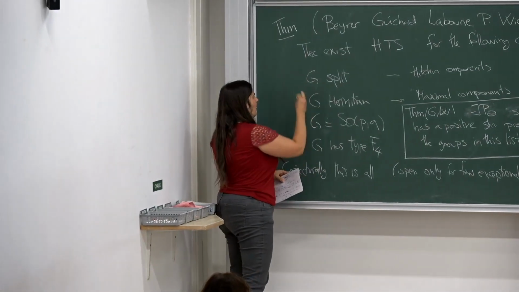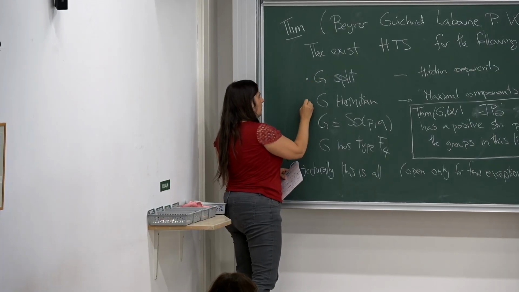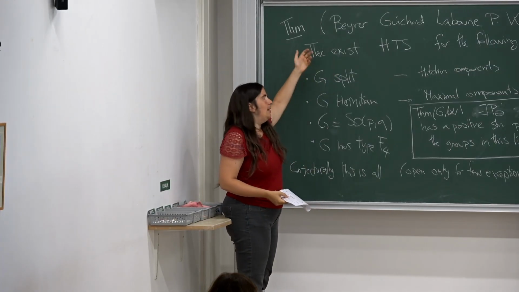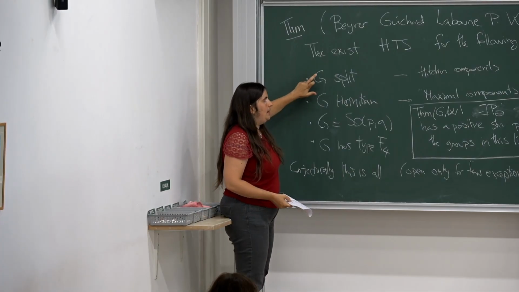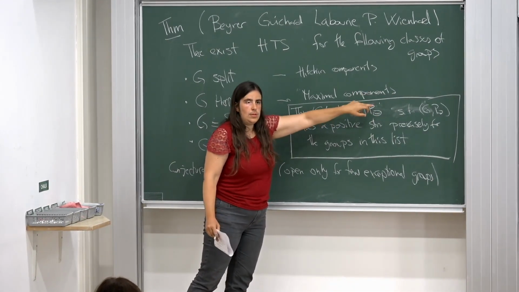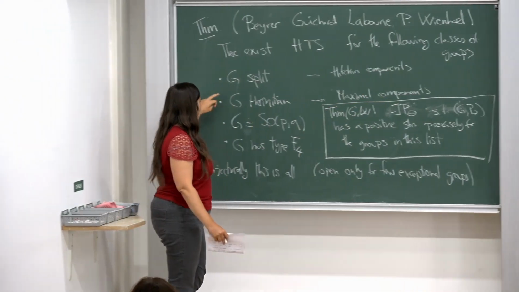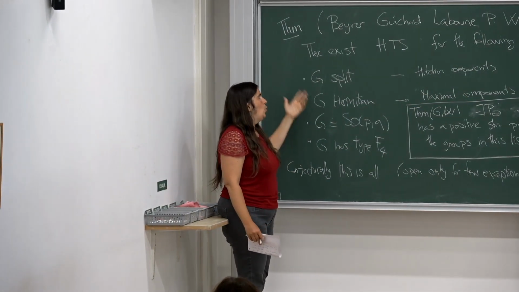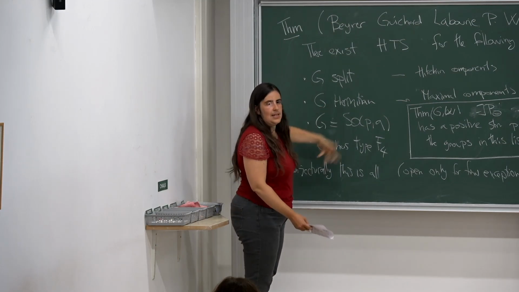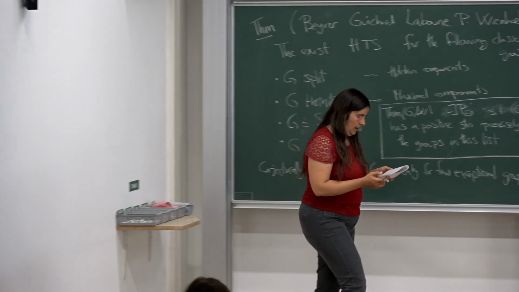There are these four classes, and in each case, I should tell you what P theta is. For those of you who know, if G is split, I should choose P theta to be the set of all roots, the minimal parabolic, and in these other three cases, I should choose the long roots, which is one parabolic that exists for all of these.